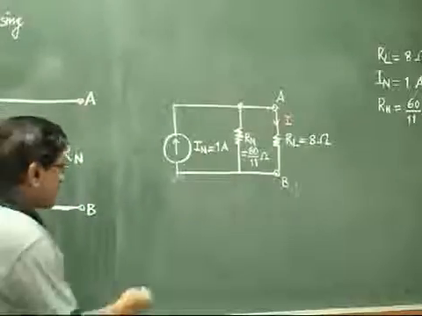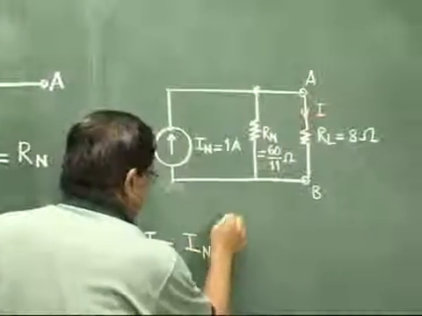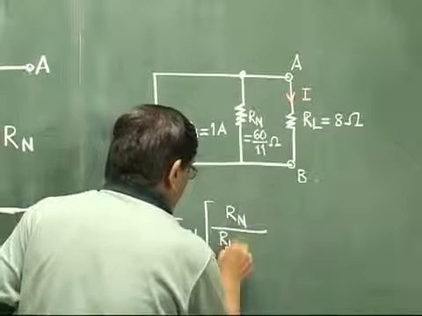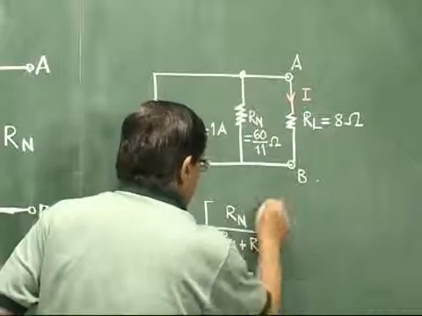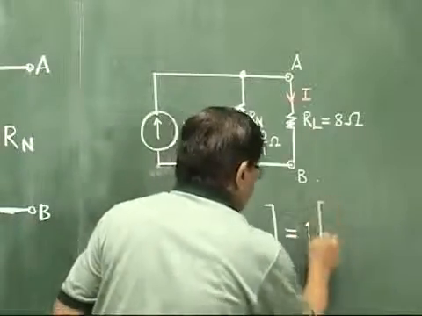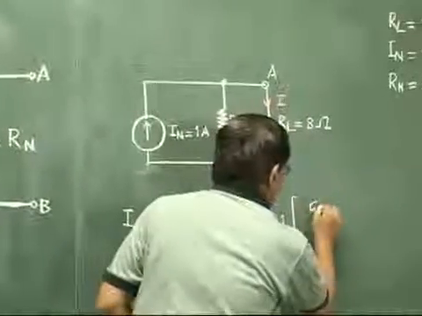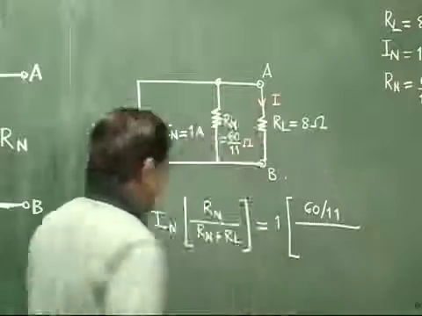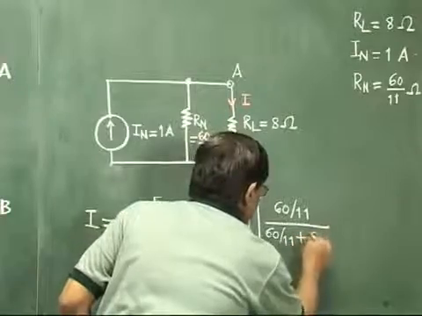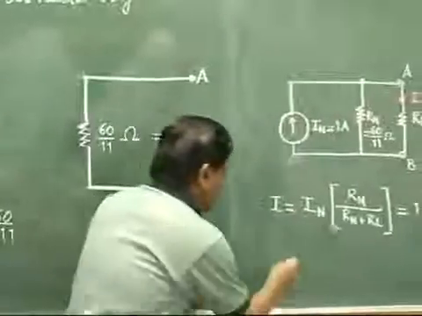And as we earlier discussed, what must be the value of I? The value of I must be equal to the total current IN in bracket Rn in the numerator, divided by the sum of the two, Rn plus RL. So let us just calculate it. Putting the values, IN is 1 in bracket, in the numerator Rn. Rn is 60/11. In the denominator, sum of the two: Rn is 60/11 plus RL is 8. So this you have to calculate. Okay. So we will just calculate that value.